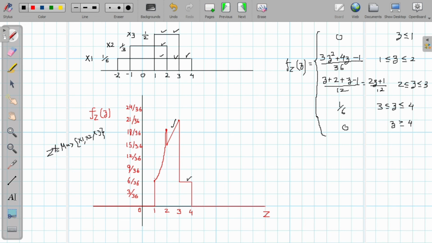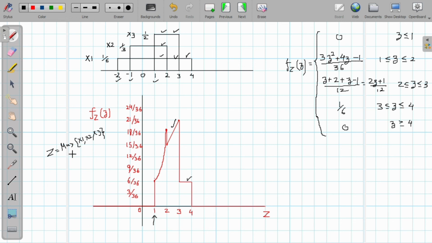And moreover, you can calculate that the PDF of Z will be non-zero over the range whose lower value will be equal to the maximum among the lower values of x1, x2 and x3. You can observe here that the lower value of x1 is -2, x2 is -1 and x3 is +1. So the maximum among these lower values is 1. So this is the lower limit of Z over which the PDF will be non-zero.